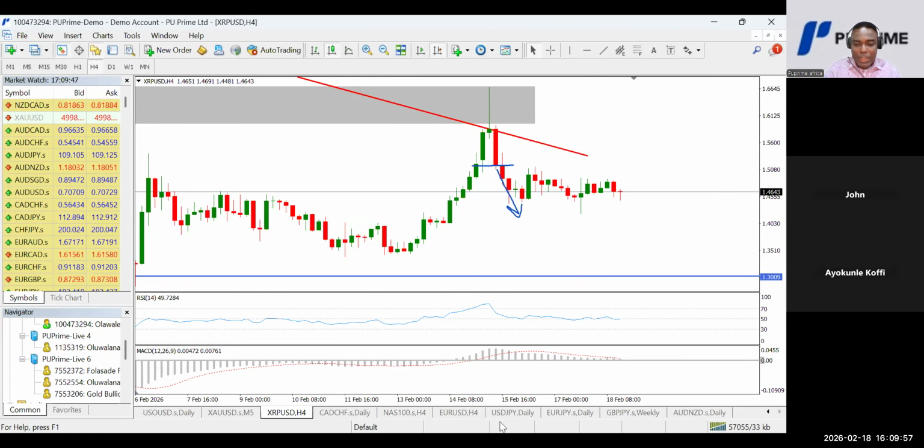All right, let's check out another example. I have another example of a shooting star on GBP/NZD, also on the 4-hour time frame.